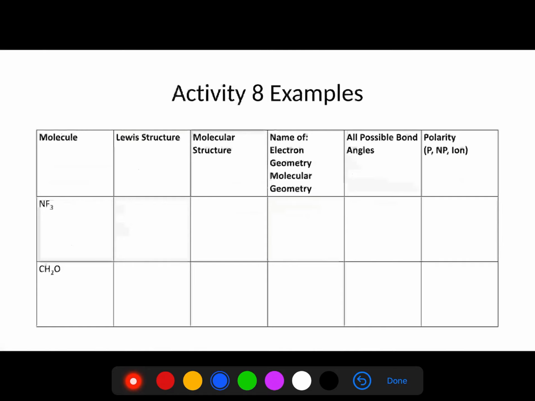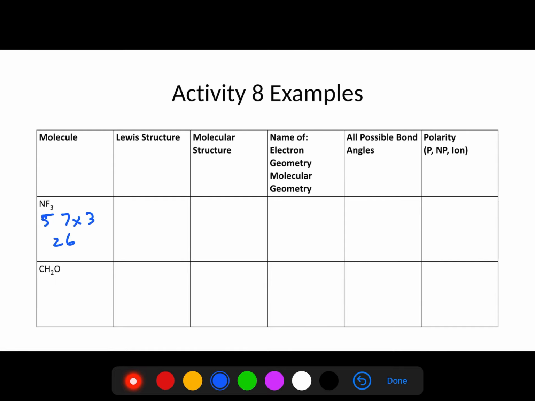Alright, so Activity 8 has a table that looks somewhat like this, and I'm going to go through a couple of examples for you and just want you to see the steps so then you can complete the activity, and then again if you're in lecture to prepare you for exam 2. So first thing, the steps, remember, are to count up the valence electrons, and we've got 5 for nitrogen, 7 for each fluorine, so that gives a total of 26 electrons.